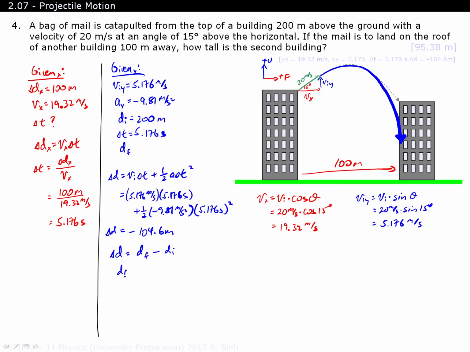So if we really want to find out our final position or the final height of the second building, we need to take our DI, or the initial height of our first building, and add it with the delta D that we calculated. So since the first building is 200 meters tall, and now the parcel has dropped 104.6 meters, what this tells us is that the second building is 95.38 meters tall.